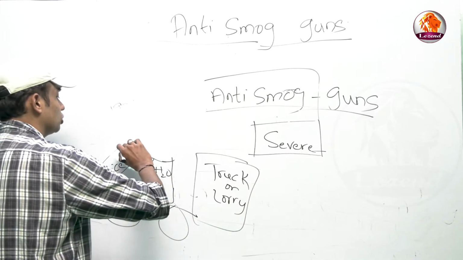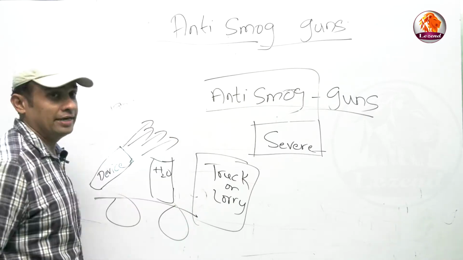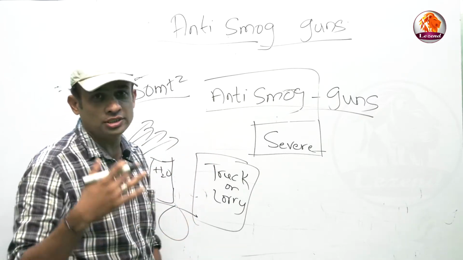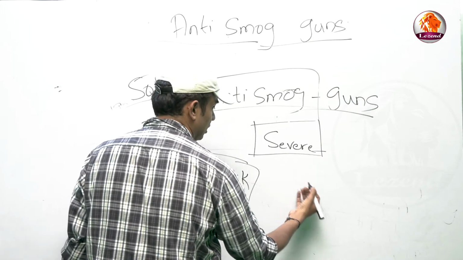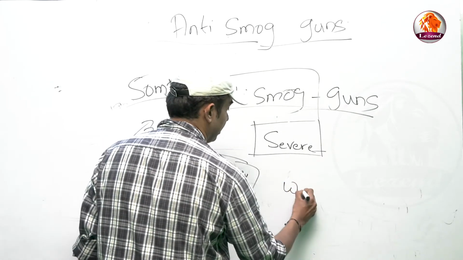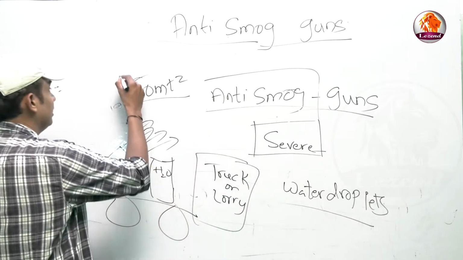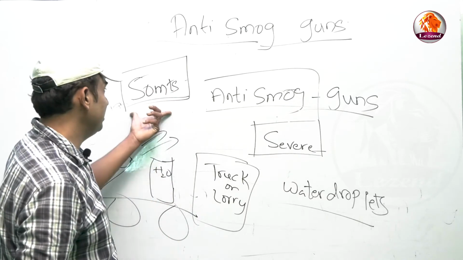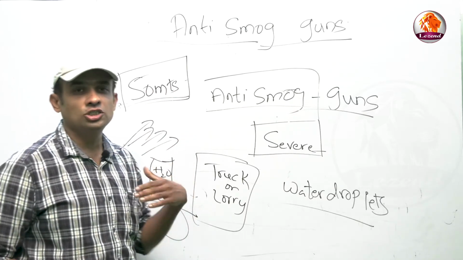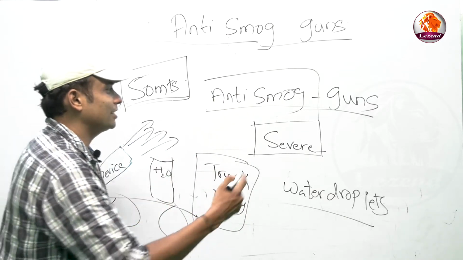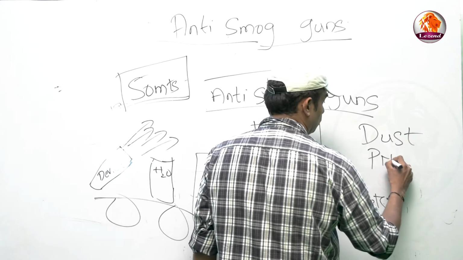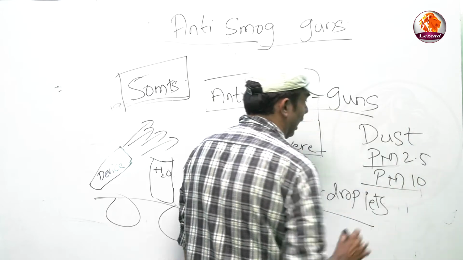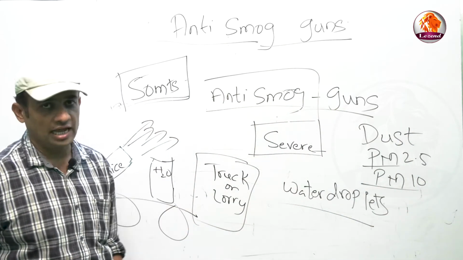This device shoots out water droplets into the atmosphere to a height of 50 meters. 50 meters. So what happens is, all the dust, PM2.5 and PM10 particles, particulate matter 2.5 and particulate matter 10.